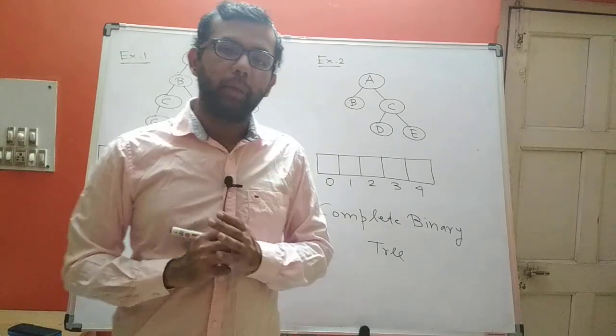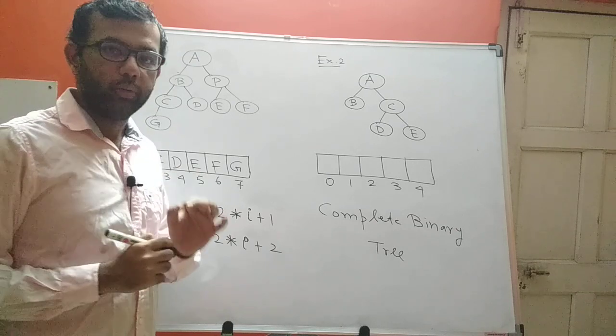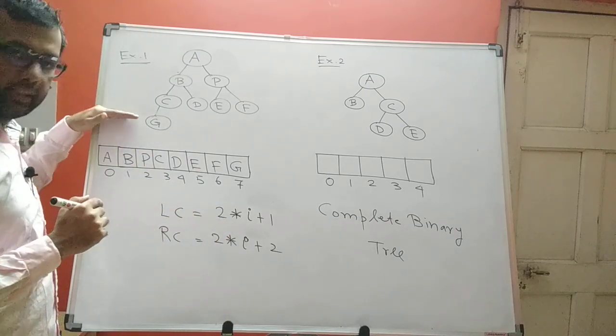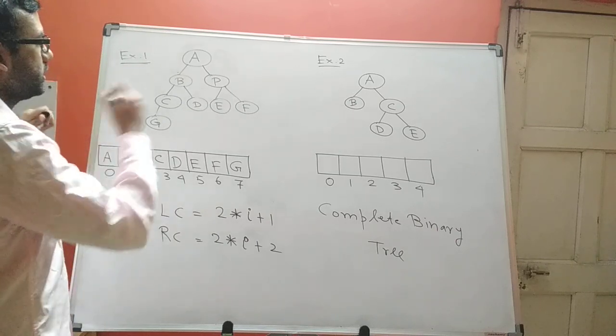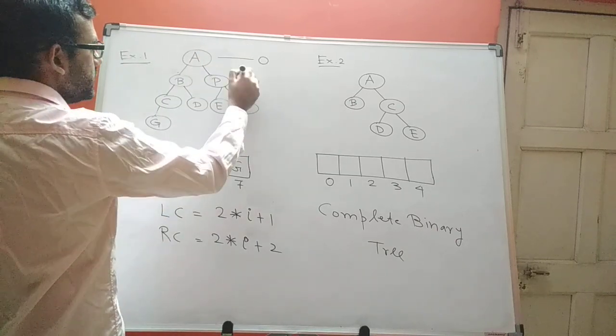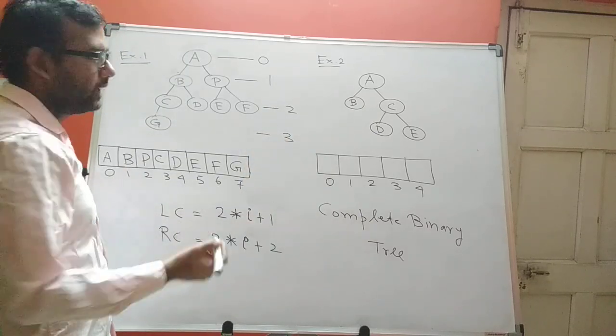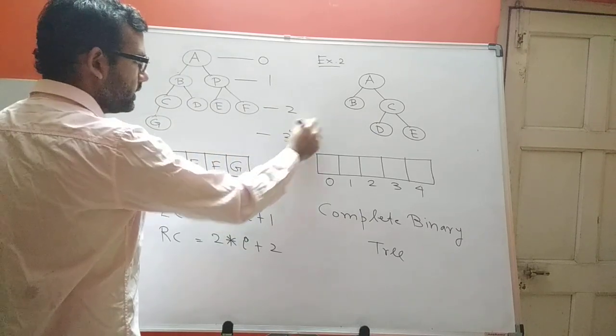You would define a complete binary tree to be a binary tree which contains maximum number of nodes at all levels except the last. So this is your level 0, this is your level 1, this is your level 2, and this is your level 3. So which is the last level in this tree? The last level is level 3.